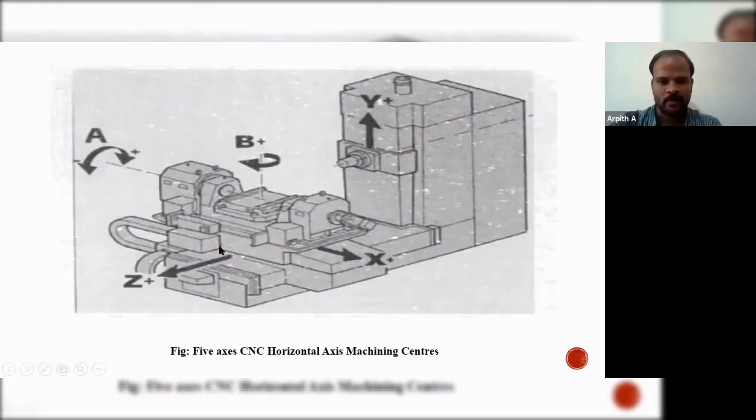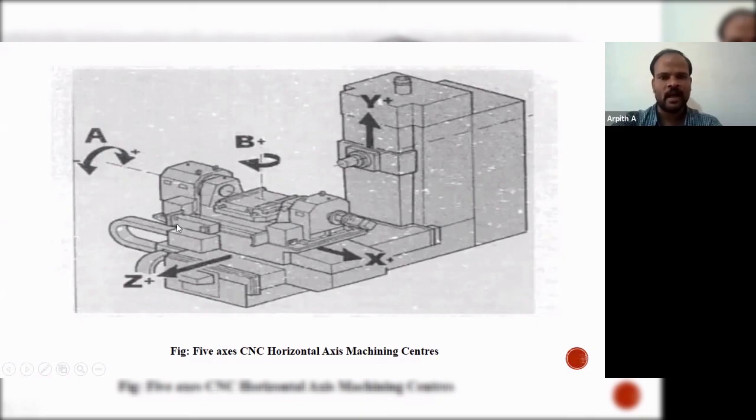So this is about 5 axes. I told you, A and B are the table movement. The table was moving like this, so that is A and B. And the tool was moving, coming down, going horizontally, moving in all directions. That is movement along the X, Y, and Z directions. That is called a horizontal milling machine.